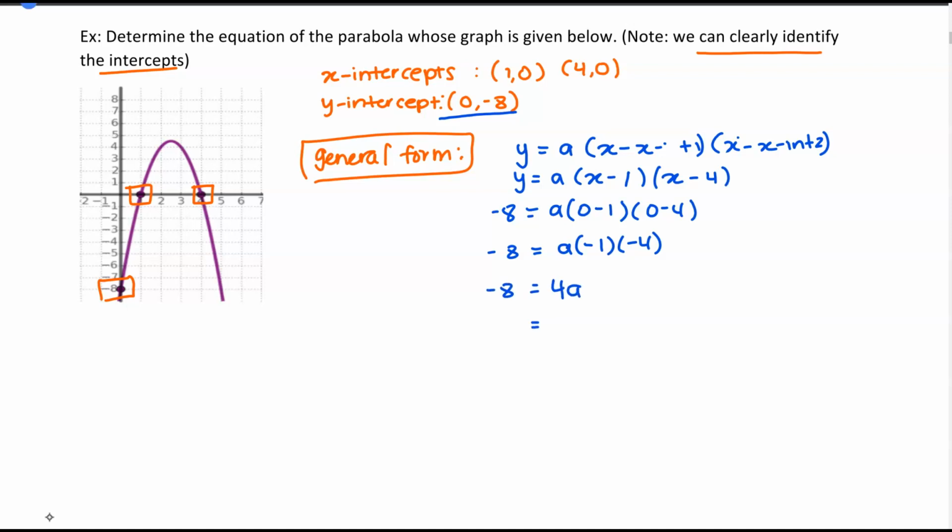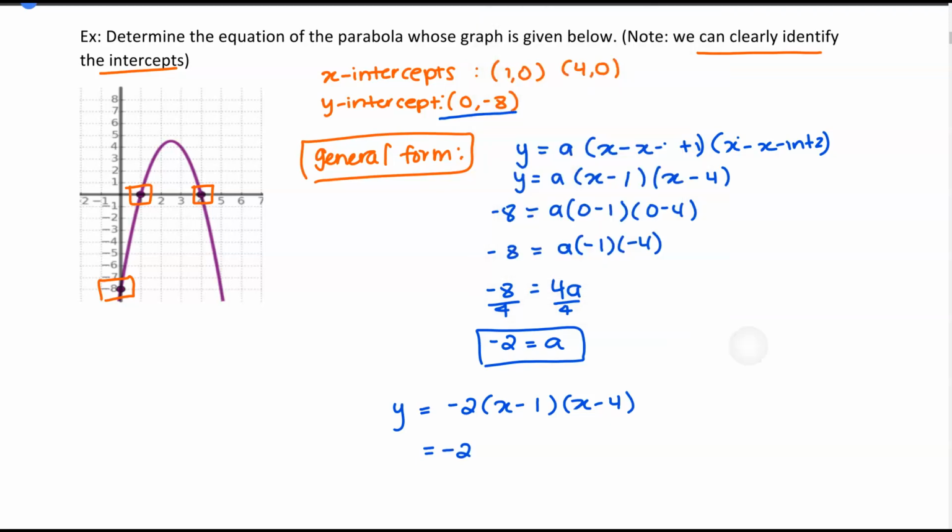And so therefore, I'm going to divide both sides by 4, and I get -2, sorry, -2 equals a. So our a value is -2. So now that we know what our a value is, let's plug this back in, and so then we end up with -2 times (x minus 1)(x minus 4). But notice that because this is essentially in factored form, we want to be able to multiply everything out. So we're going to end up with -2.